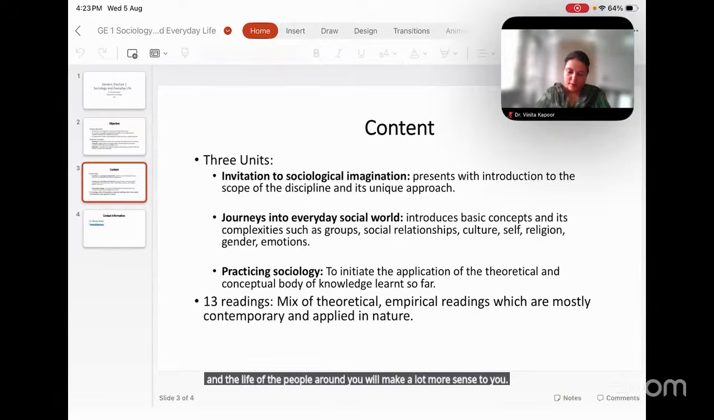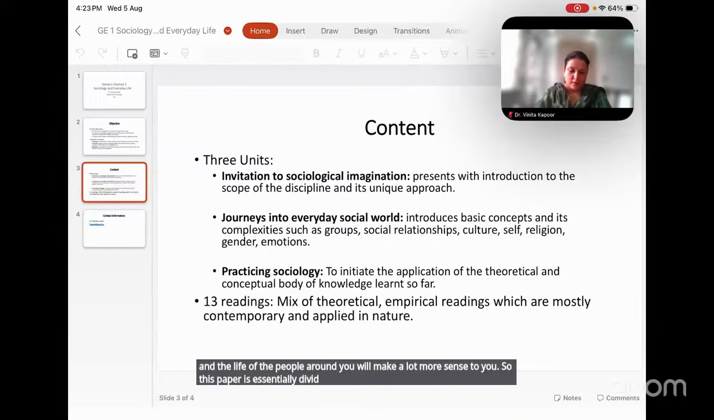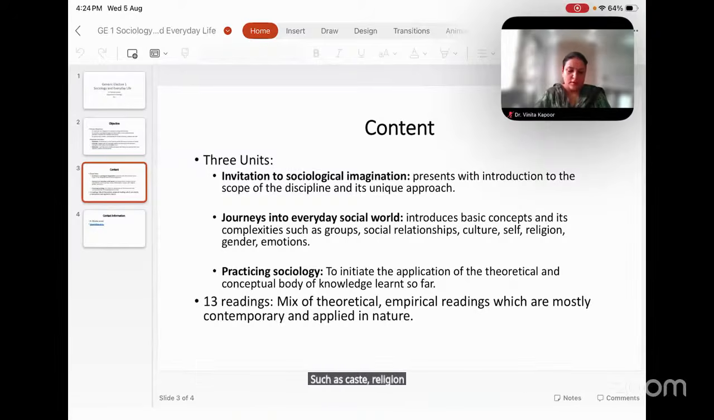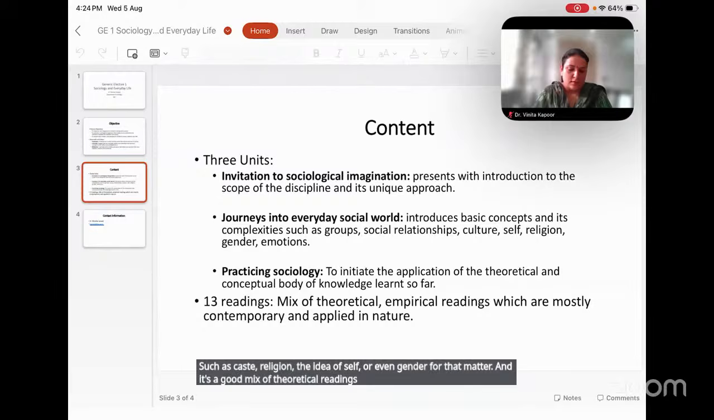So this paper is essentially divided into 3 units and 13 readings, which moves through a few basic theoretical perspectives, as well as introduces you to the basic concepts of sociology, such as caste, religion, the idea of self, or even gender for that matter. And it's a good mix of theoretical readings with empirical readings. So you have insights from the field as well to make all that you're learning in the classroom a little more real, a little more accessible.